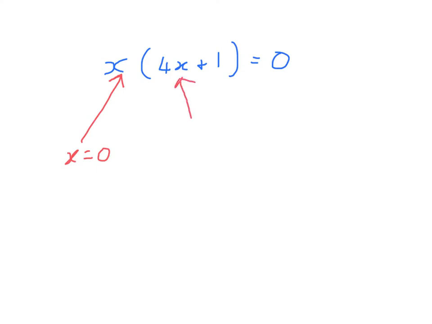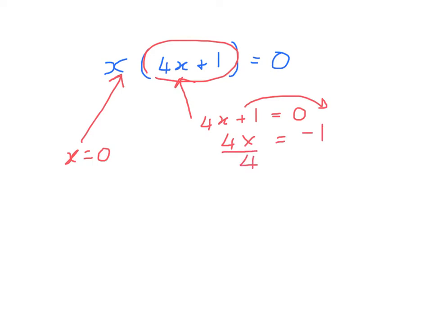Here the bracket has to be 0 also. That would solve it. So I have 4x plus 1 equal to 0. I can just solve this like a normal problem. My 1 comes to the other side, it becomes a -1 if I minus 1 on both sides. So 4x equals -1. To get rid of my 4, I divide by 4 on both sides. So I end up with x equals -1/4 as the other root, or the other solution.